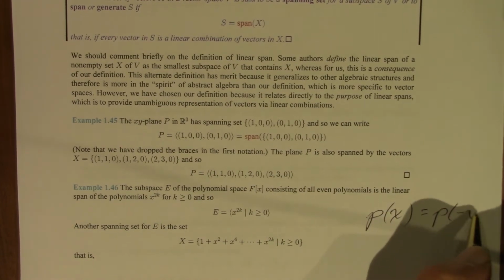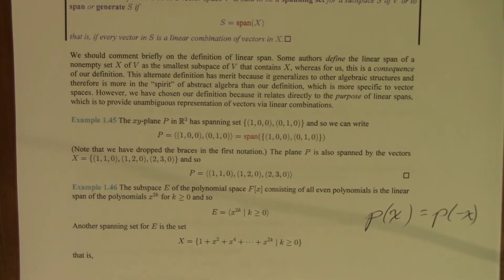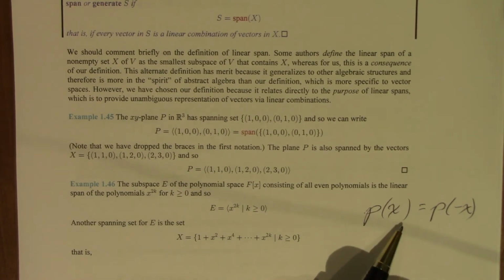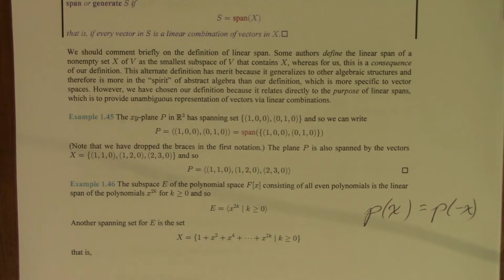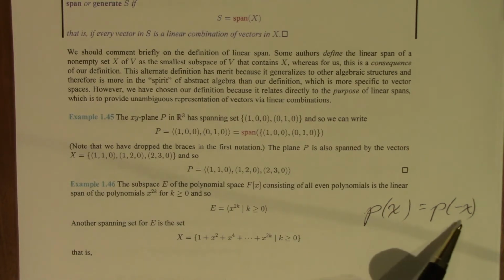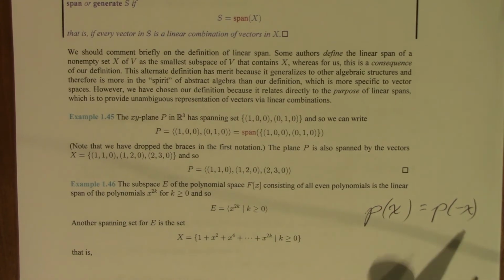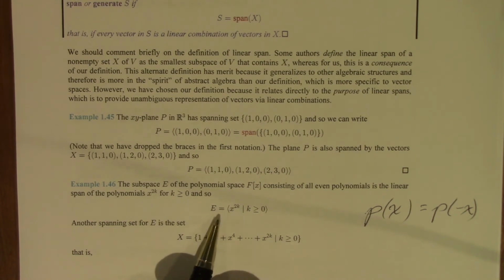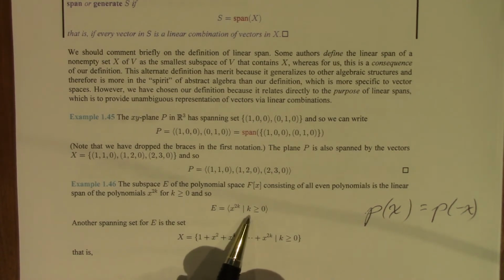It's generally done this way, by saying that p(x) equals p(-x) for all x. But this is a definition that works when you think of polynomials as functions. If you're thinking of them as simple algebraic expressions, you would have to explain what you mean by p(-x), which you could do. Or you could simply say it's the linear span of these even powers of x.